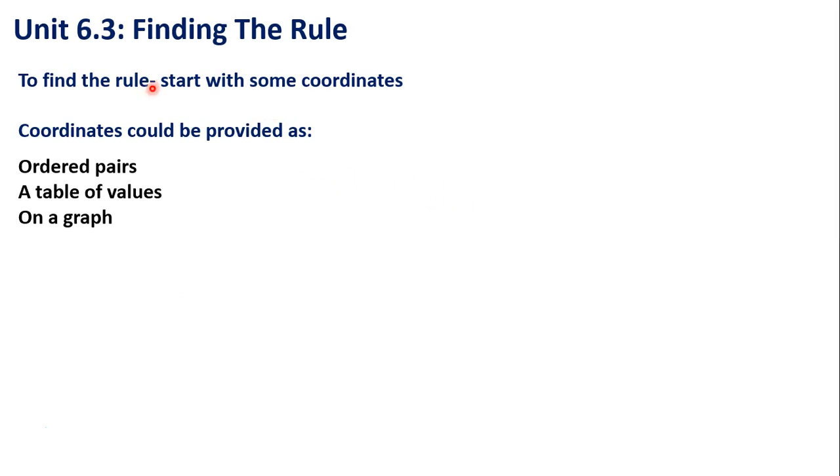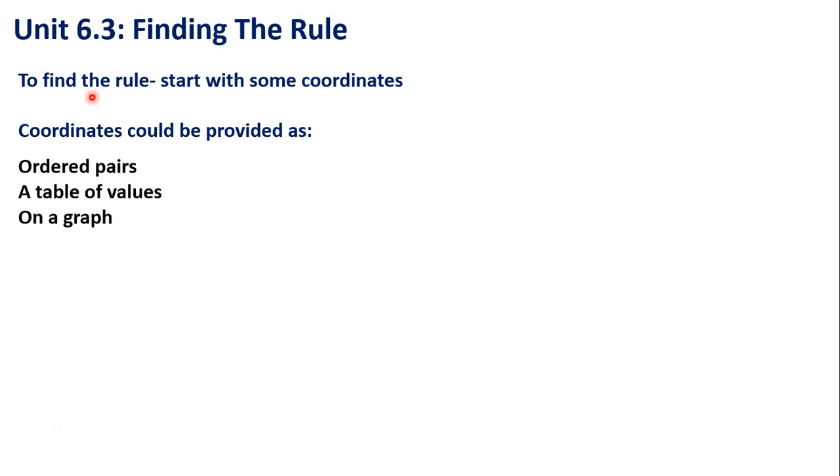Now, what we're going to be doing in Unit 6.3 is a little bit different and a little bit trickier than that. This is about actually finding the rule. So finding the rule that explains that linear relationship, that connection between the x and y coordinates.